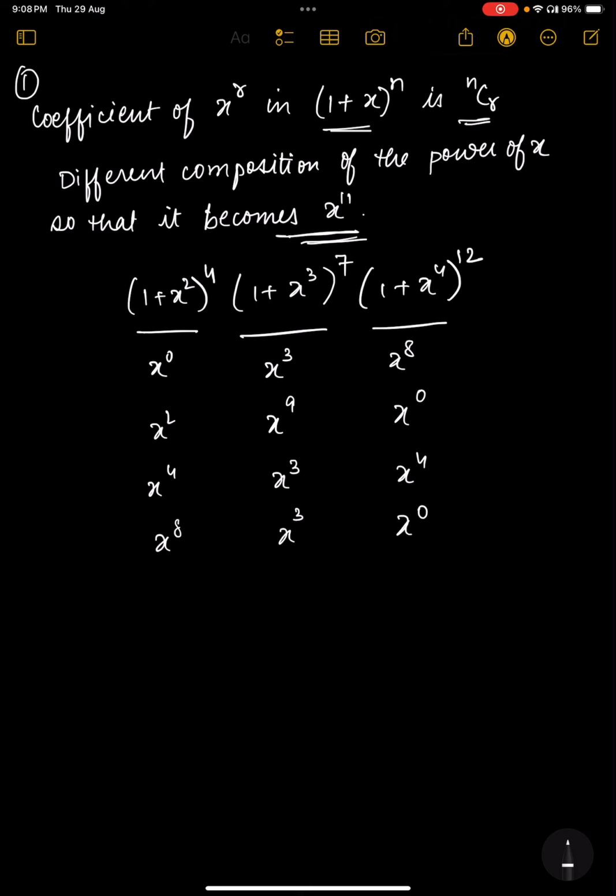Now, the question you may have in your mind is how do I cover all the cases? Like we have one, two, three, four cases, right? So what I have done, I have taken the first expression as my benchmark or my reference, and based on that, I am trying to create the sum of x to the power 11 in each of the situations.